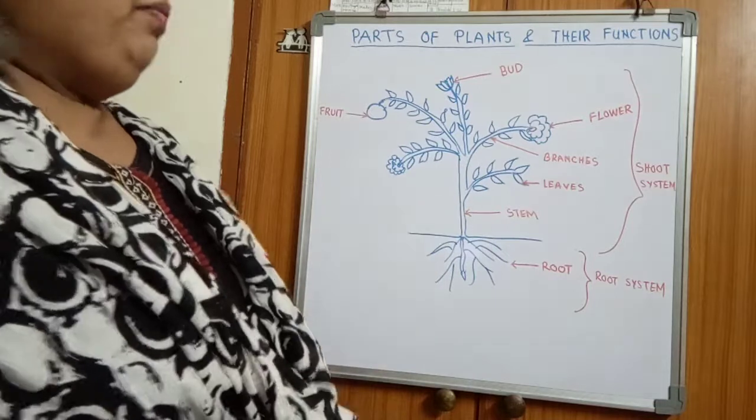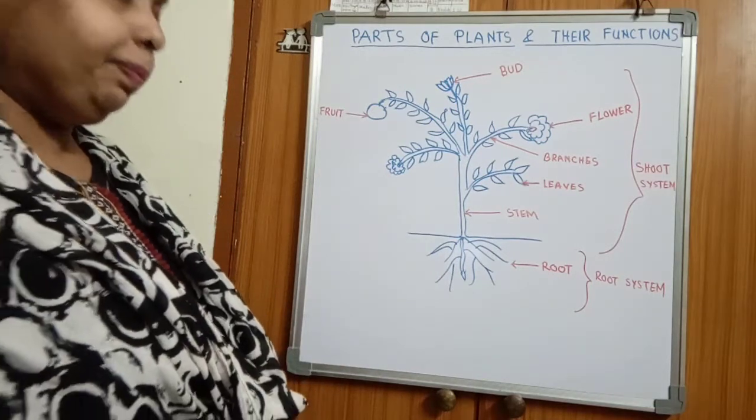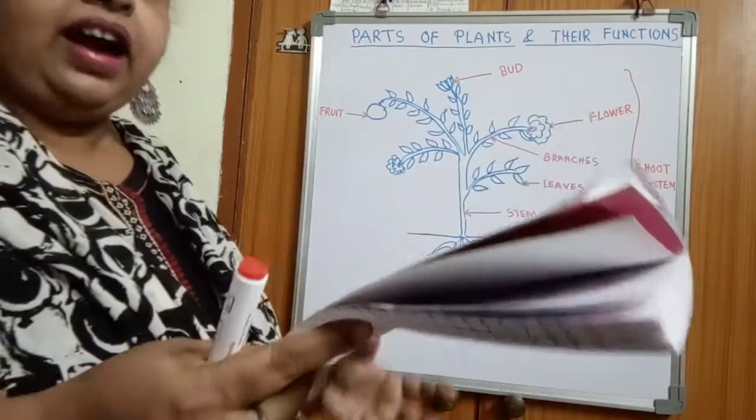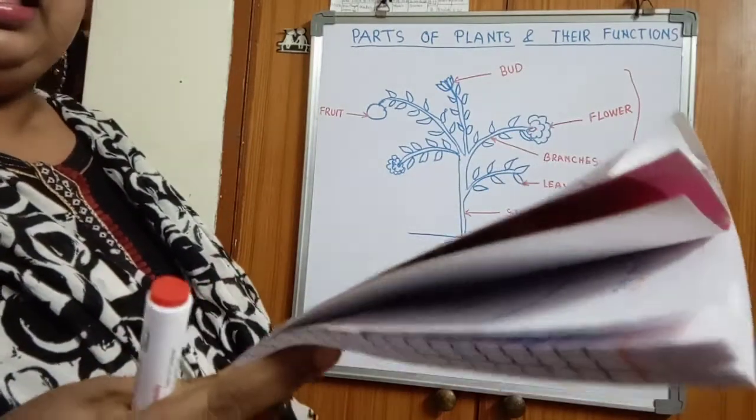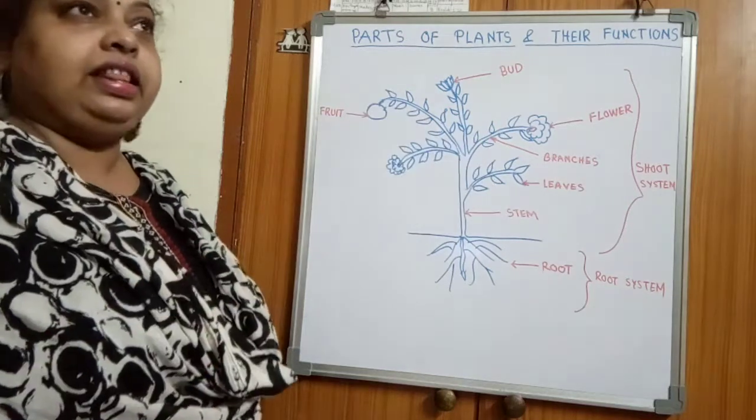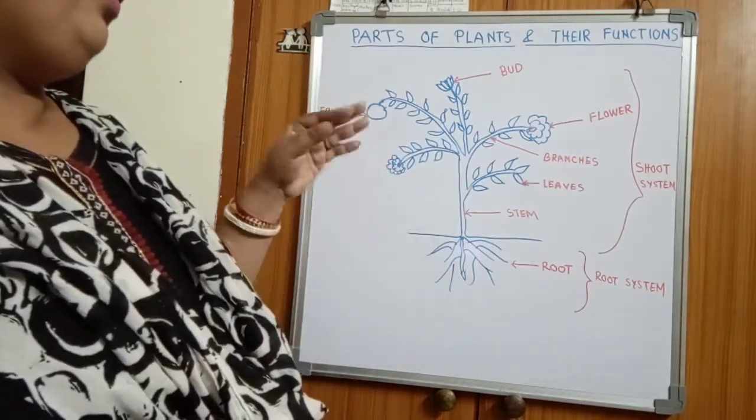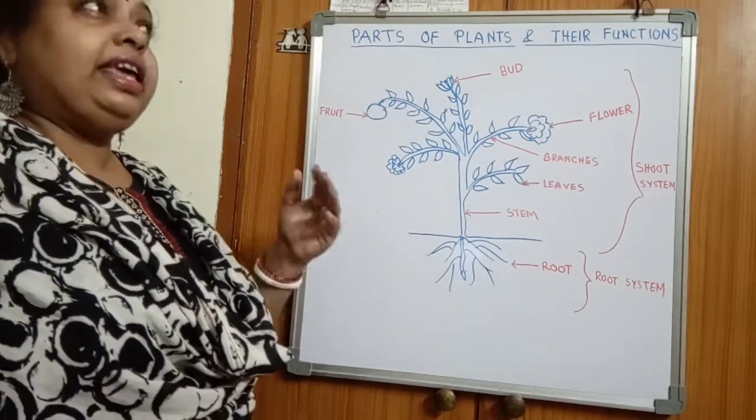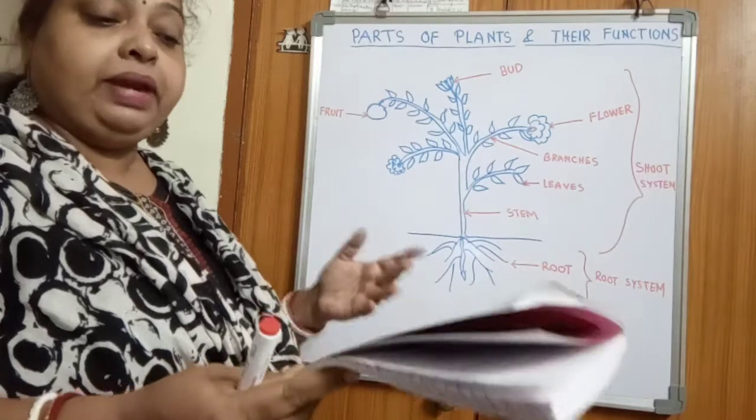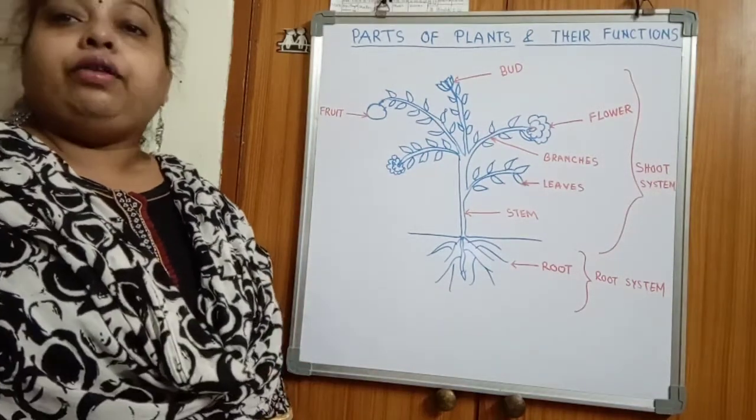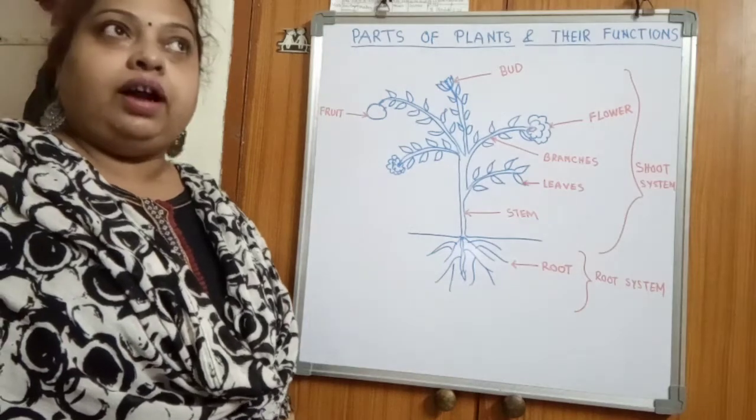Now the third function of leaves is that leaves contain starch in them. And even leaves of some plants like cabbage, lettuce, and spinach store food in them, and those foods are edible.